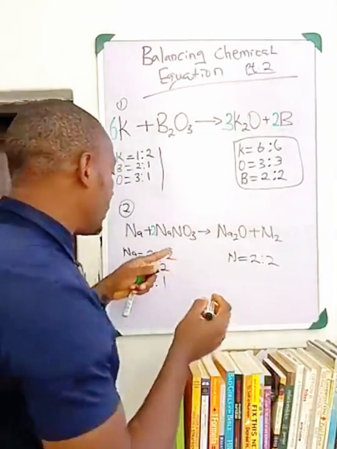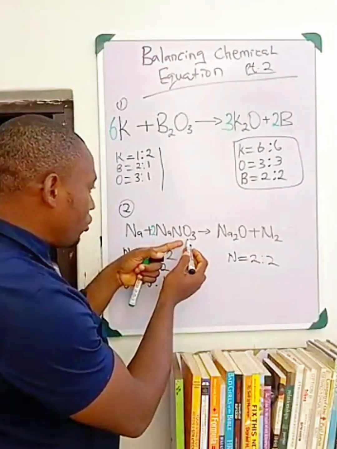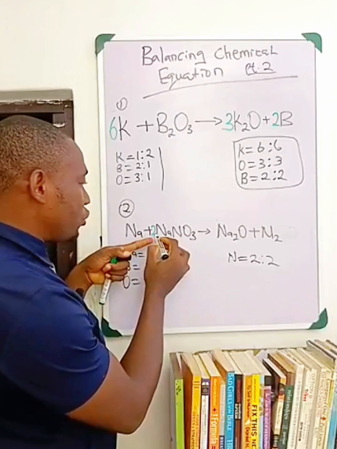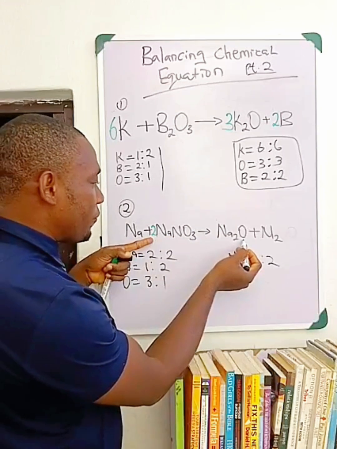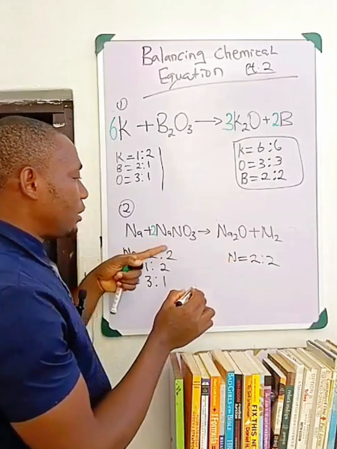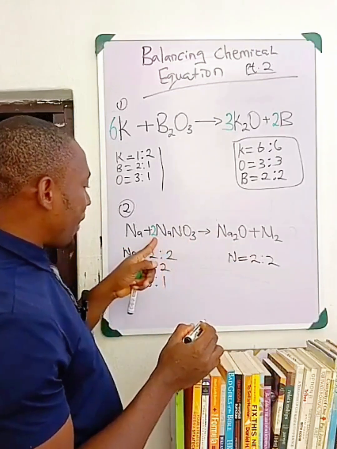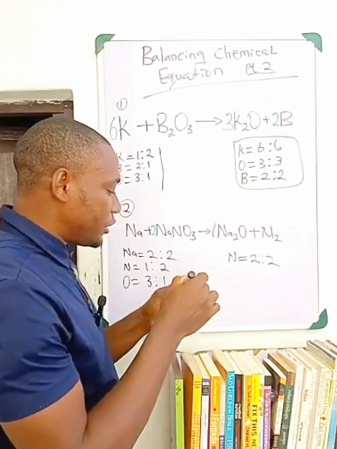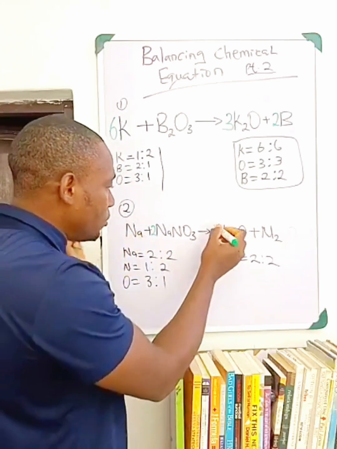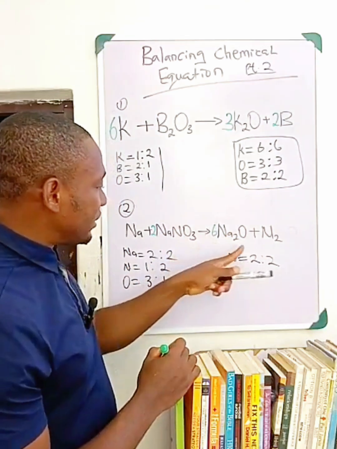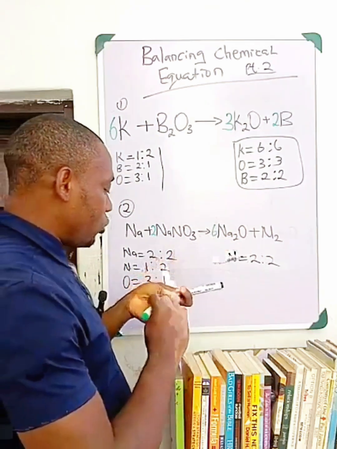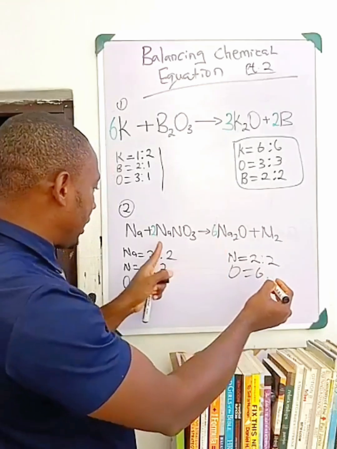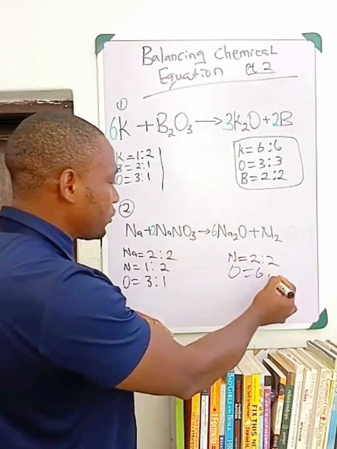Okay, let's balance oxygen. How many oxygen do we have here? We have 6 oxygen. 3 times 2 is what? 6. How many oxygen do we have here? We have 1 oxygen. So because we have 1 oxygen here and we have 6 oxygen here, we will now introduce 6 as a coefficient here. When we add this 6, oxygen is now 6. So we have it that oxygen is equal to 6 oxygen here. Then 6, that's 3 times 2, 6 oxygen.